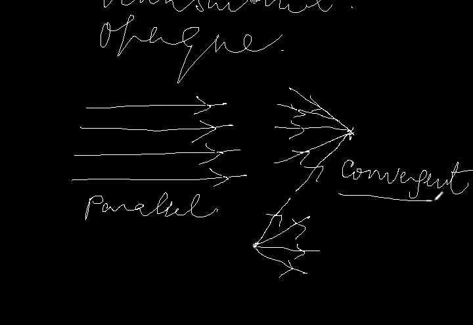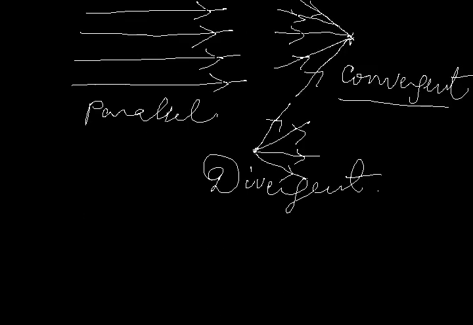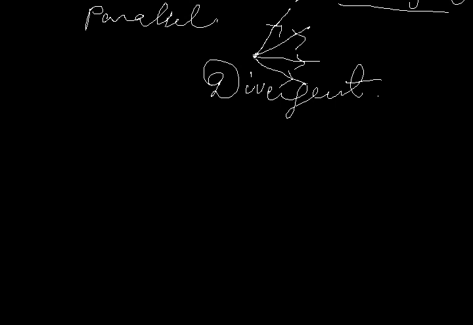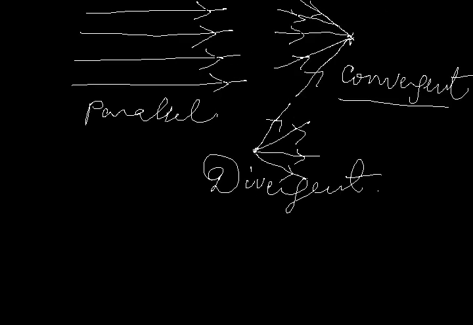Convergent, as they converge, so they are convergent. And number 3, divergent. These 3 types of beam are there. So we have already learned there are 3 types of beam: parallel beam, convergent beam, and divergent beam. And according to medium, according to traveling, there are 3 types of medium: transparent, translucent, and opaque.